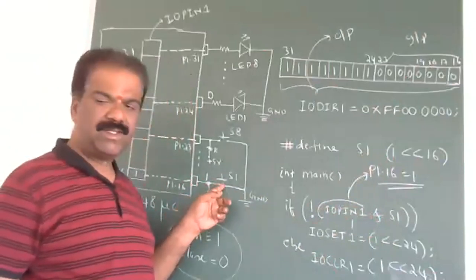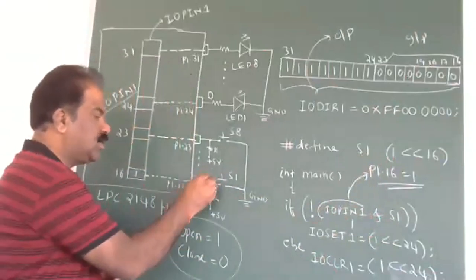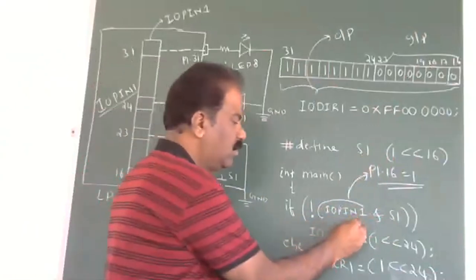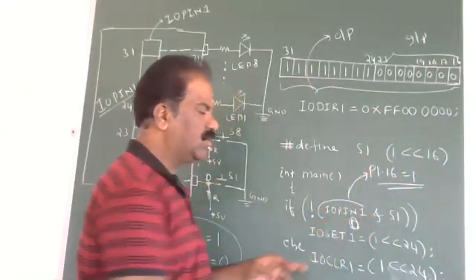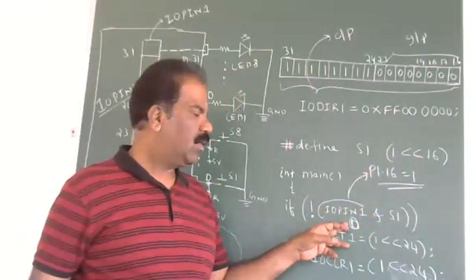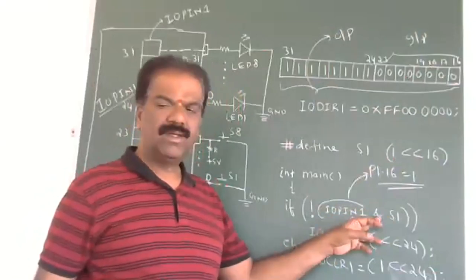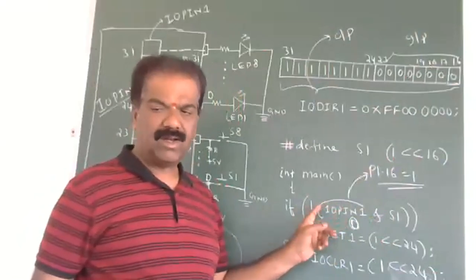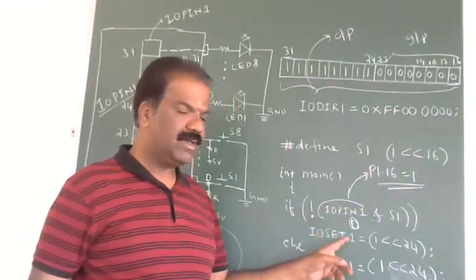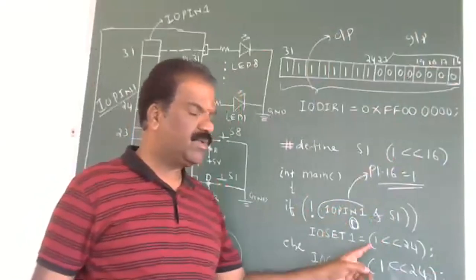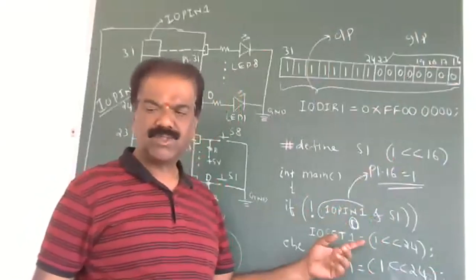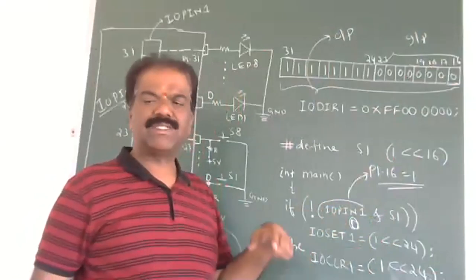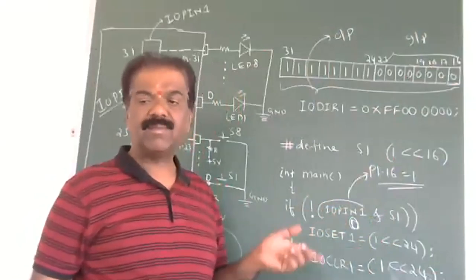Suppose you press switch 1. What happens? If you press switch 1, this potential becomes low. Here also low, and the IO pin is low. Low into high, the whole thing is low. Therefore, not low is high. That becomes true. Then it makes LED 1 on. Therefore, if pressed, the LED must be on. If we release, the LED must be off.